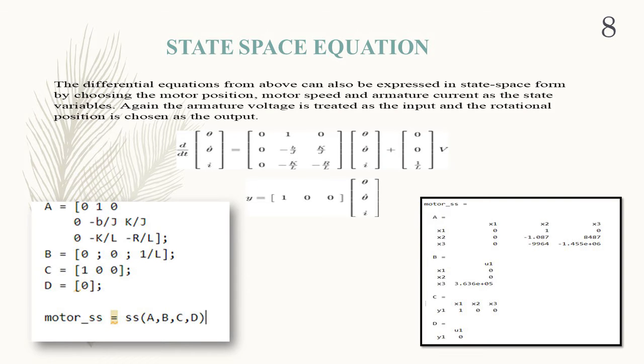We also need state space equation for modeling. So we choose motor position, motor speed and armature current as state variables. Again, armature voltage is treated as the input and the rotational position is chosen as output. So by using this command, we get state space equation, and the result is given in the left side.